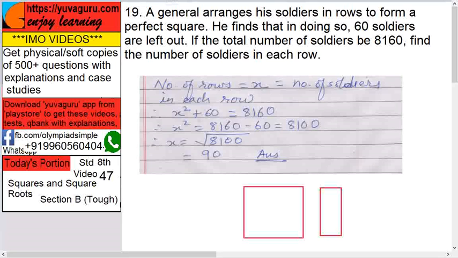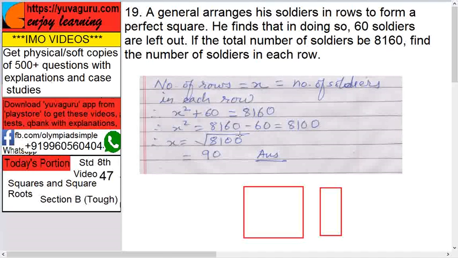So if there are 10 soldiers in one row, then there are 10 rows. If there are 20 soldiers in one row, there are 20 rows. And after that also 60 soldiers are left out separately. So what is the total number of soldiers? 10 into 10 plus 60. If this is x, then x into x plus 60. So the number of rows equals x, which equals the number of soldiers in each row. So the total number of soldiers is x square for this square plus 60.